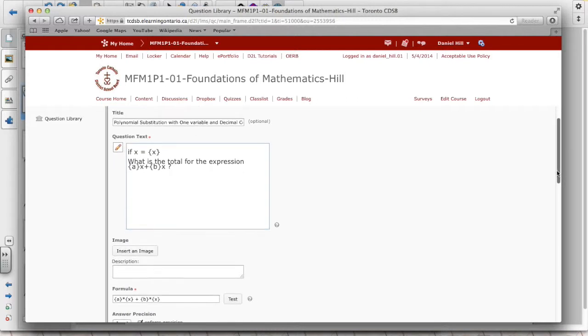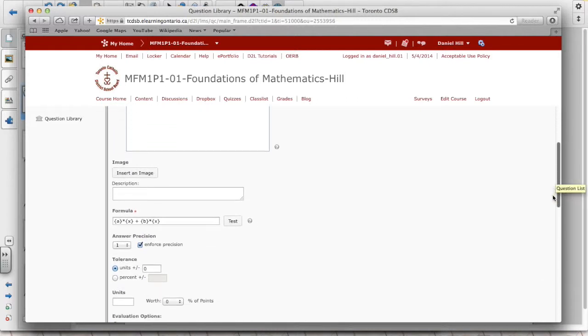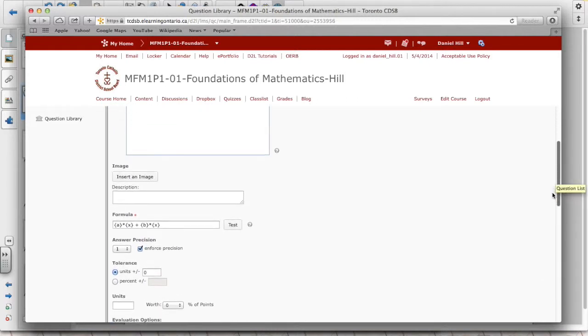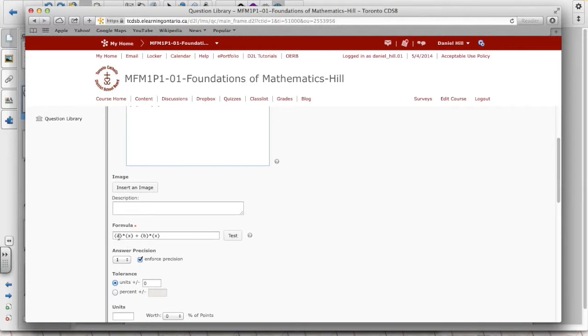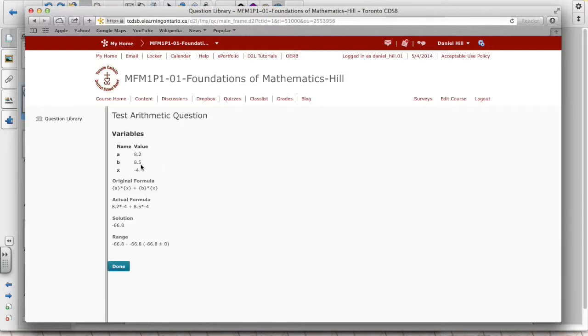One of the nice things is that my answer is in the form of a formula. Once I know the value for my parameter x and the parameters a and b, then my solution to this problem will be a times x plus b times x. If I test this out, you'll see that for the parameter a equals 8.2, b equals 8.5 and x equals 4, the solution to my problem is negative 66.8.